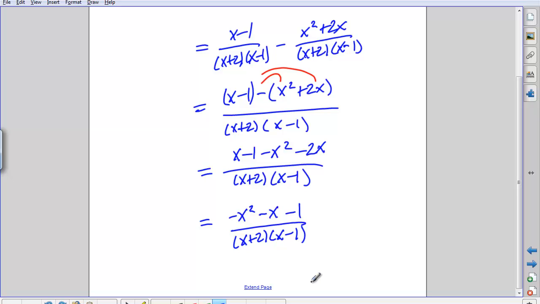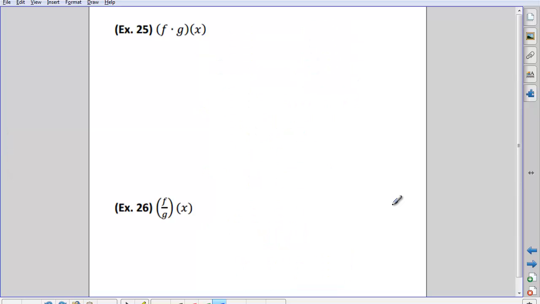Again, the domain is the same as the previous. X can't be negative 2. X can't be positive 1. Or we could write that with intervals. We just copied that from the previous because again it's the same for addition, subtraction, and multiplication. Which brings us to multiplication. Now believe it or not, this is actually a lot easier than what we just did.